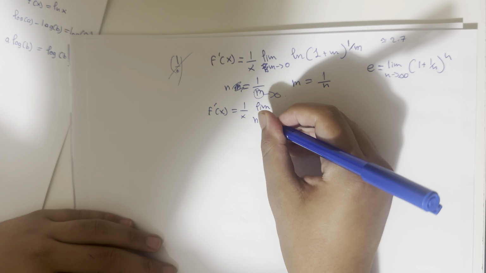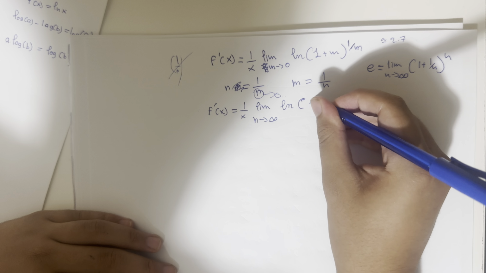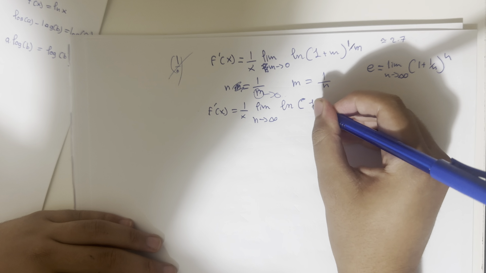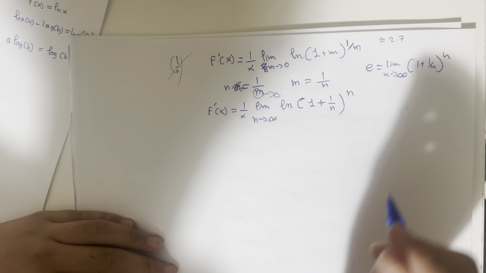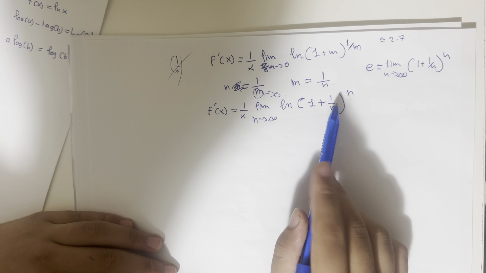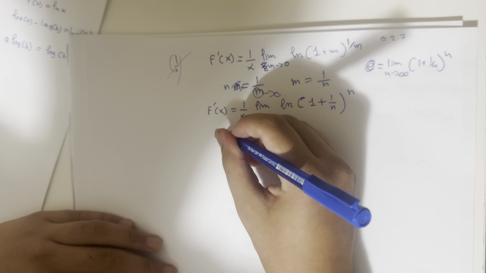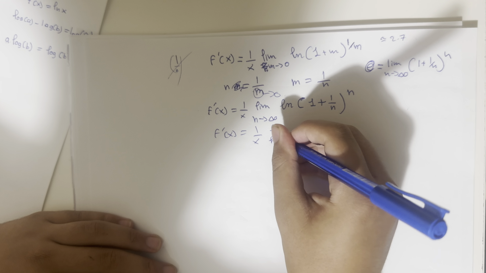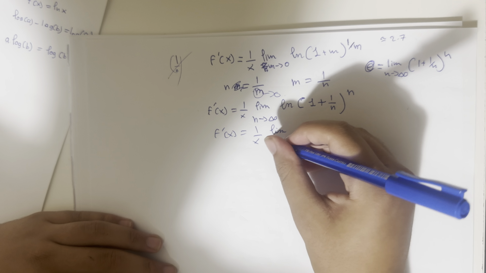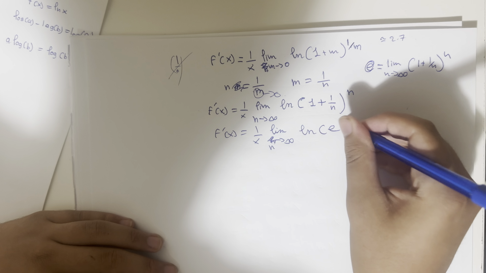So it's going to be the limit as n goes to infinity of the natural log of 1 plus, in this case, we defined m to be 1 over n, to the power of 1 over m, which we defined as n. Now we recognize that 1 plus 1 over n to the n is simply e. It's simply Euler's number. So we end up with f prime of x is equal to 1 over x times the limit as n goes to infinity of the natural log of e, Euler's number.